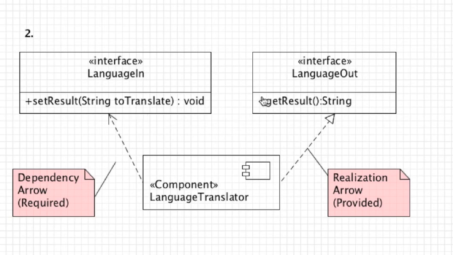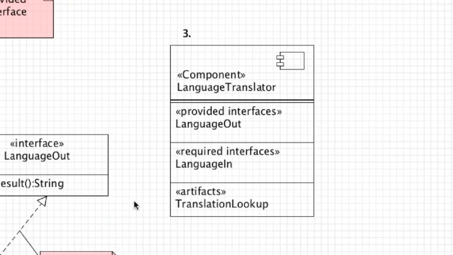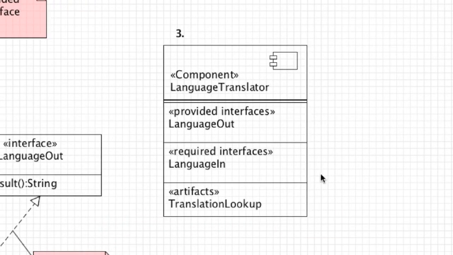And if you want to create components like this, you would use what are called dependency arrows if it's a required interface, or a realization arrow if it is a provided interface. Again, required means it must be here or the component's worthless, while a provided interface is not required. And the third way that you can designate these is right like this.